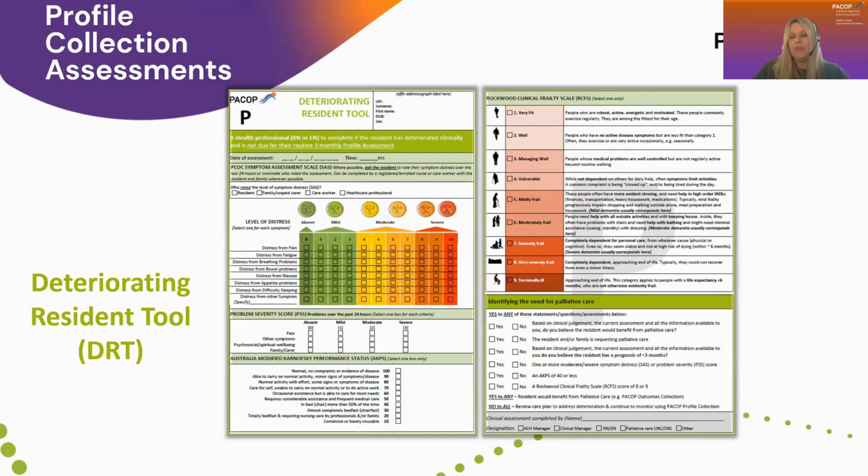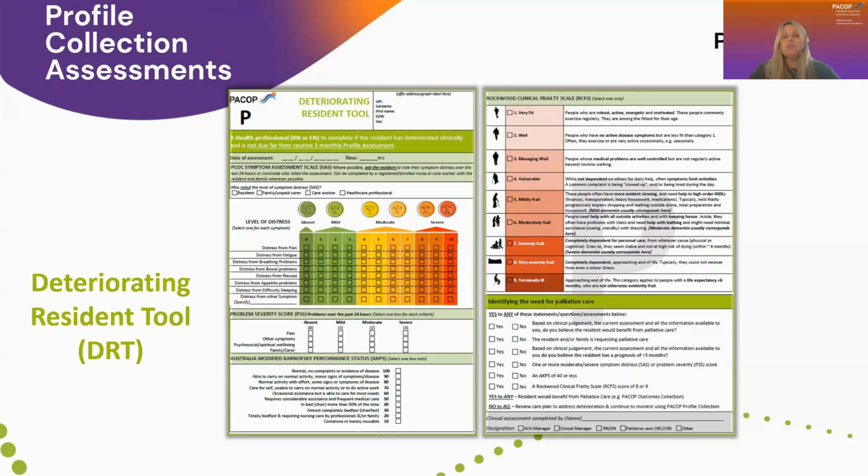And then at the end of the deteriorating resident tool, we've got that nice little simplified checklist identifying the need for palliative care. And once again, it's designed to help you think about what you've just assessed and make a decision what to do from there. So the deteriorating resident tool is PRN. It can be done as often as you like, as many times as you like, for any resident, for any reason.